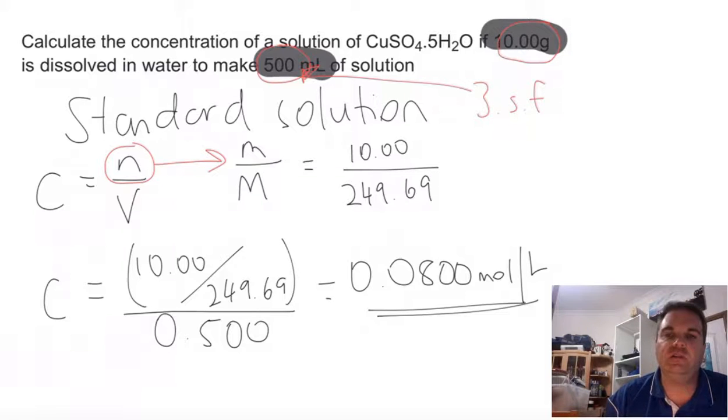This is just an example of how you calculate a standard solution. Normally when you are dissolving a solid into a volumetric flask, you calculate concentration, and you can use your significant figures to get an answer as well.